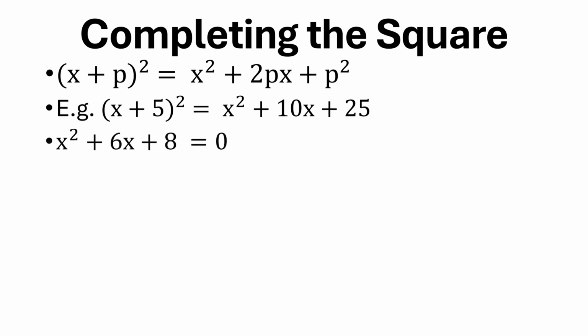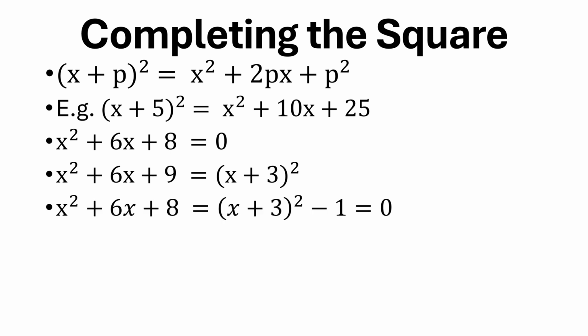Let's say we want to solve x squared plus 6x plus 8 is equal to 0. We need to find a perfect square closest to x squared plus 6x plus 8, and that is x squared plus 6x plus 9, which is x plus 3 squared. Comparing them, they differ by 1.